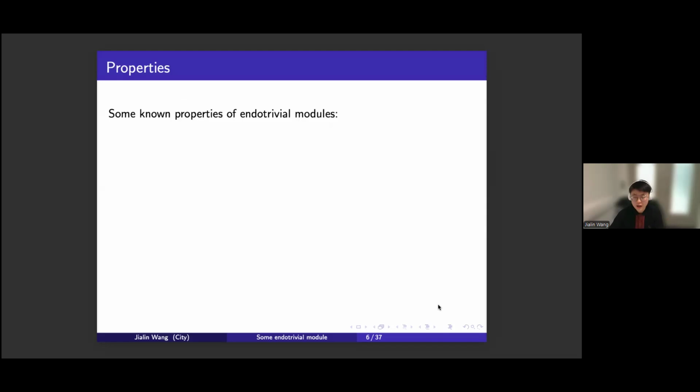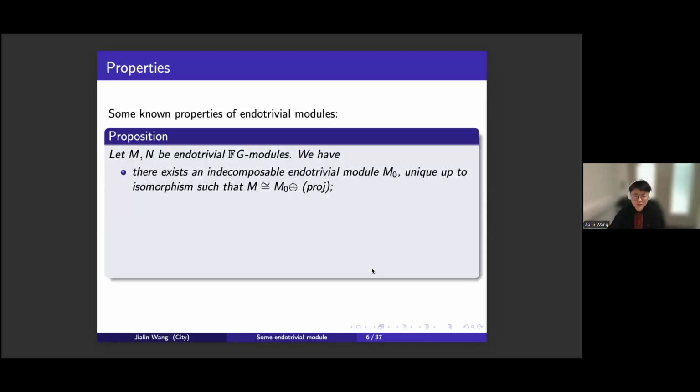Okay, so what else do we know about these endotrivial modules? So first of all, if we take any endotrivial module M, there will be an indecomposable endotrivial summand M0 such that M is isomorphic to M0 plus projectives, and this summand is unique up to isomorphism. So in a way, we can talk about the minimal endotrivial modules, which are the indecomposable ones. And every endotrivial module essentially is just some minimal indecomposable one plus projectives.